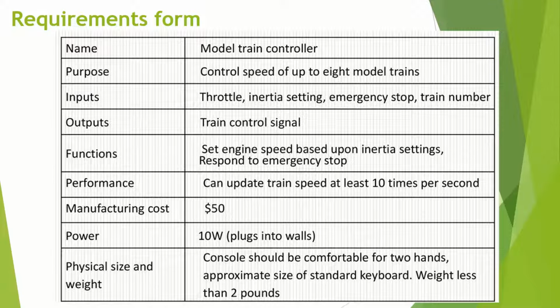The control signals that are transmitted to the train will be the output. The overall function of this design is to set the engine speed based upon the input received, which is nothing but the inertia settings and the response to the emergency stop button. Coming to the performance of the design, it should update the train speed at least 10 times per second. The design consumes 10 watts of power. The manufacturing cost is $50. The size and weight are also mentioned.